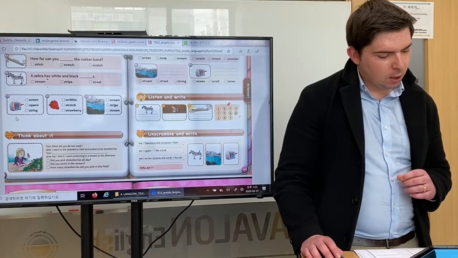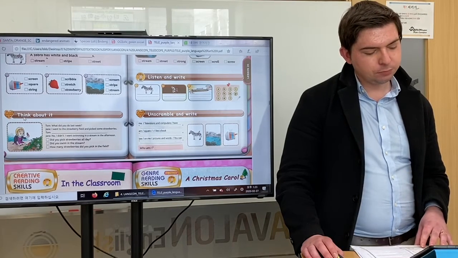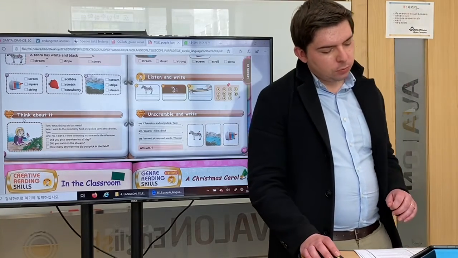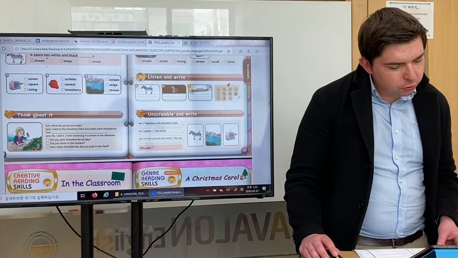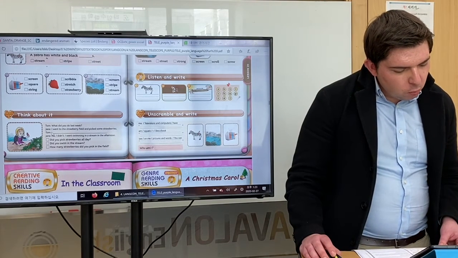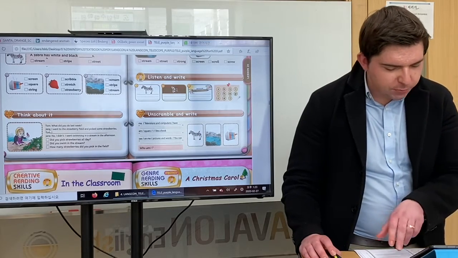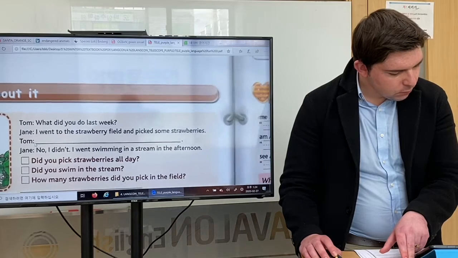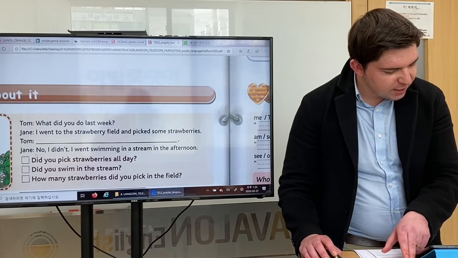Perfect. Now, the part that is most difficult for you, the think about it part. So, we're going to look at this and try to understand what has to go here in Tom's part, if you can see here. Which of these sentences would best fit?